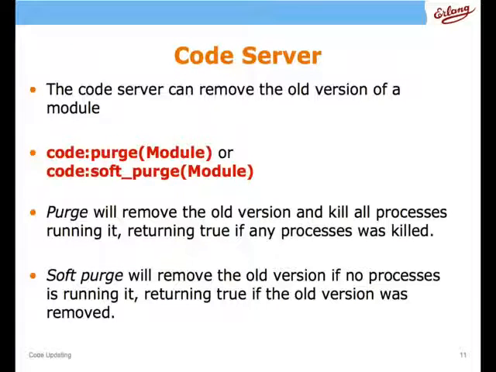The code server can explicitly remove an old version of a module. That's called purging, and you can see that there are two purge functions in the code module. The purge will remove the old version and kill any processes which are running it, and it returns the result true if it has killed any processes. So irrespective of whether processes are using it or not, it will remove that old version. A soft purge will remove the old version only if no processes are running it, and that again returns true if it was a successful operation. So that allows you to remove it, but only if it's safe to do so, without killing any processes.